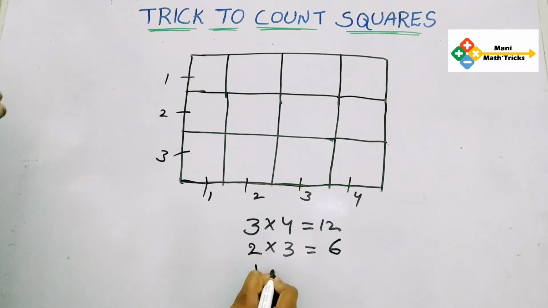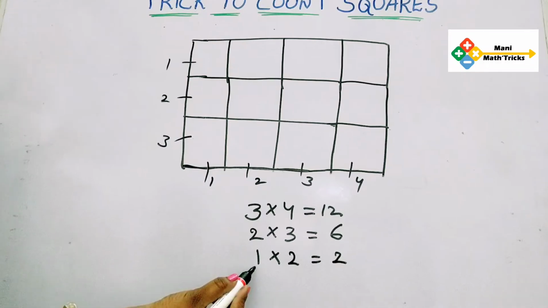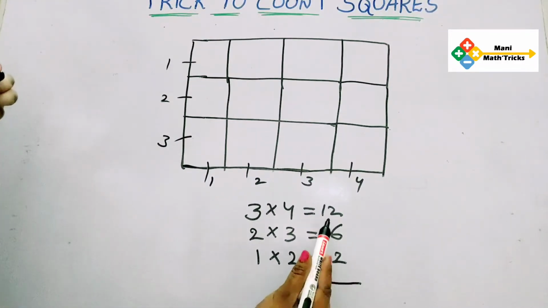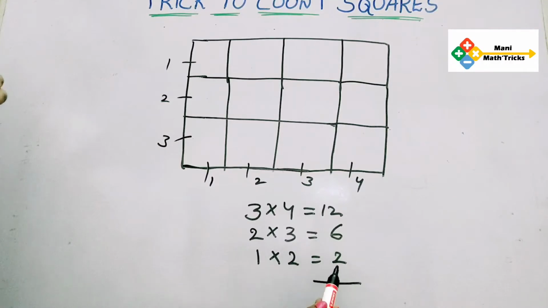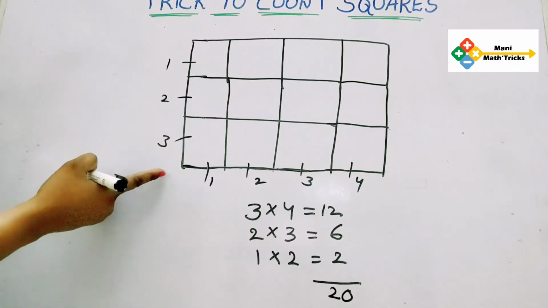Now again reduce by 1. So it will become 1. And 3 minus 1 is 2. It will be 2. And then we need to stop here, because if you reduce by 1 again, it will become 0. Then add 12 plus 6, 18 plus 2, 20. So you have 20 squares in this figure.